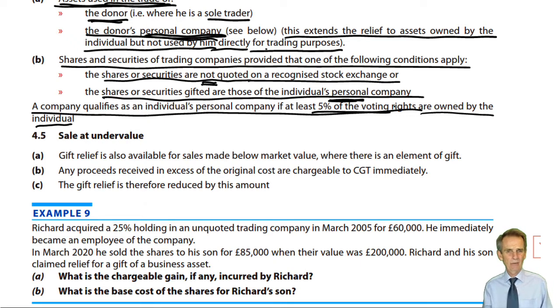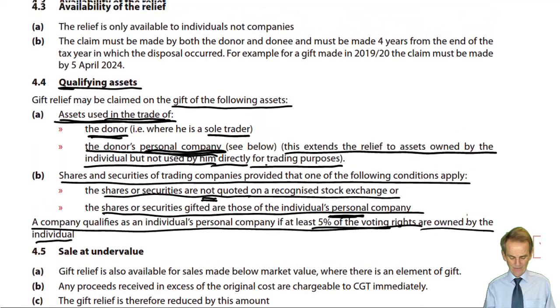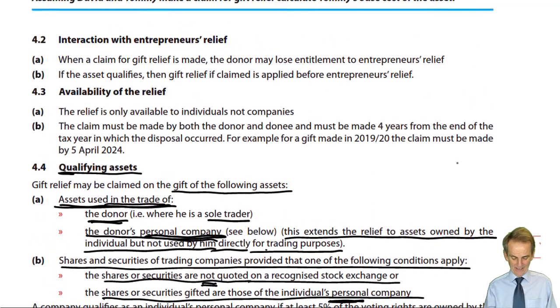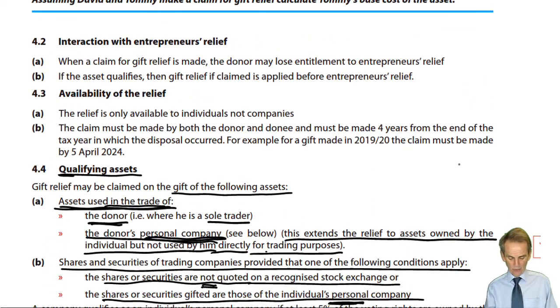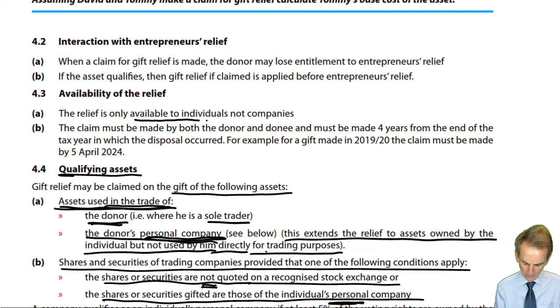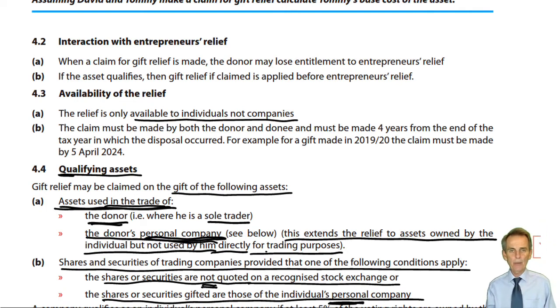So we need to know, therefore, the particular qualifying business assets for gift relief to be available. Now then, the availability of the relief: it is only available to individuals, not companies. Companies aren't going to go around giving things away.